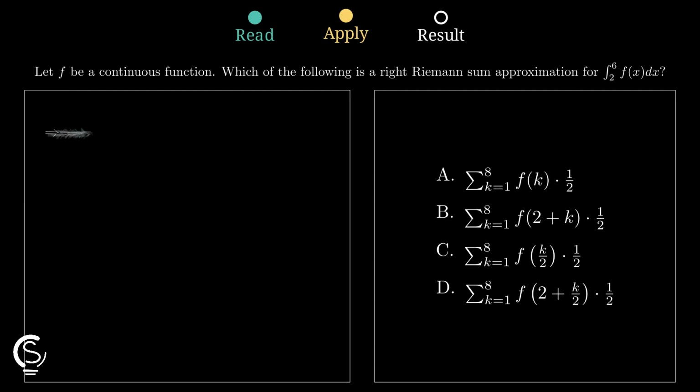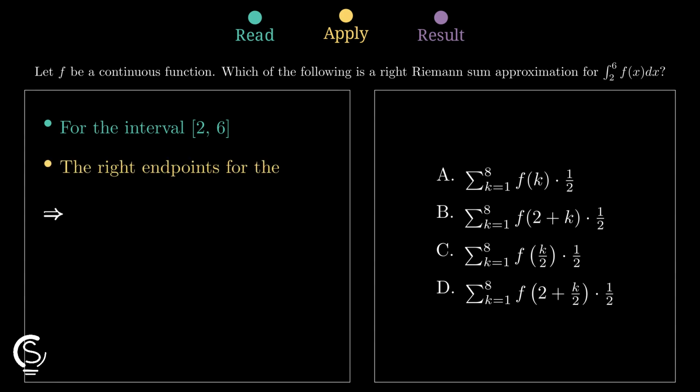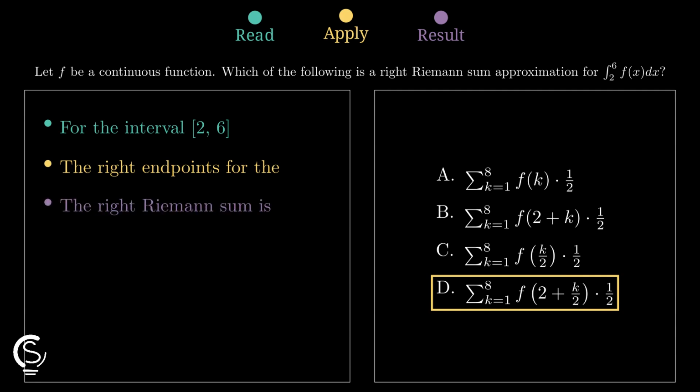Next, we find the right endpoints for our sum. Starting from 2, we add k times our width of 1/2. This gives us the expression 2 plus k over 2. Finally, plug these into the function and multiply by the width. This matches option D. You solved a tough calculus problem like a pro.